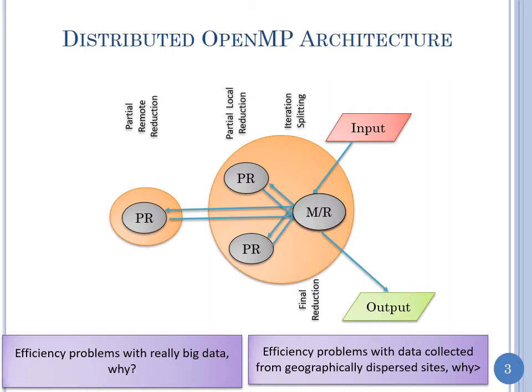So given these two, so given that we have geographically dispersed sites, and given that data can be big, what are the problems with this architecture that you see in front of you? Okay, let's try to answer this question first. And if we can answer this question, we are a big way towards understanding why we need MapReduce.